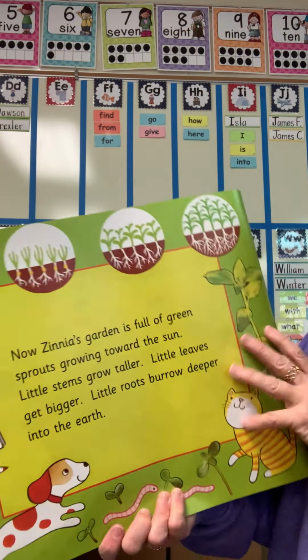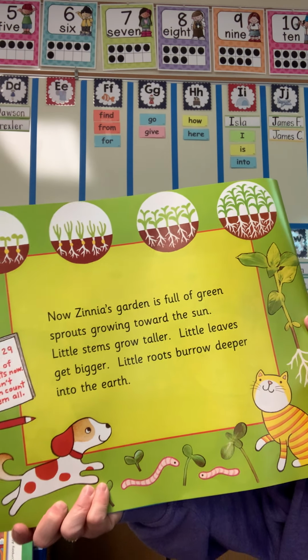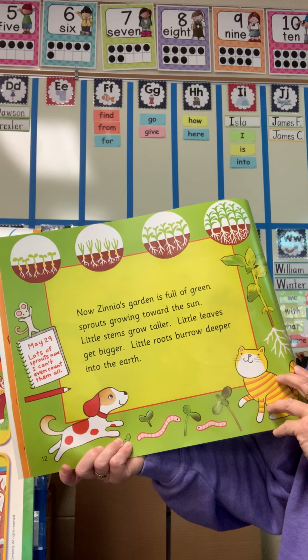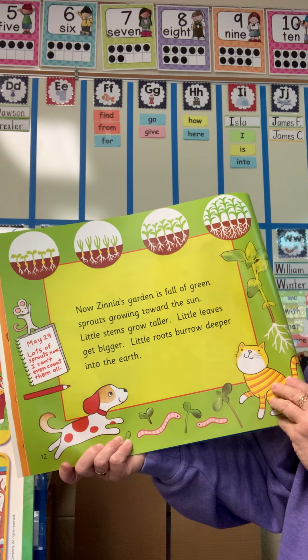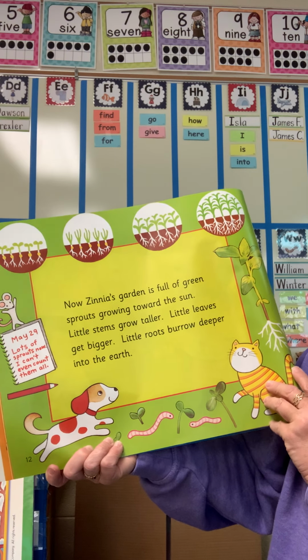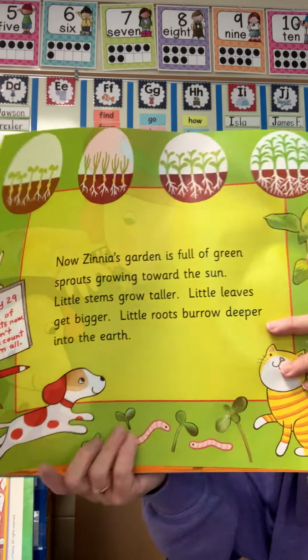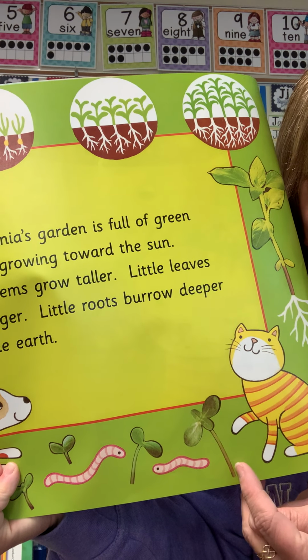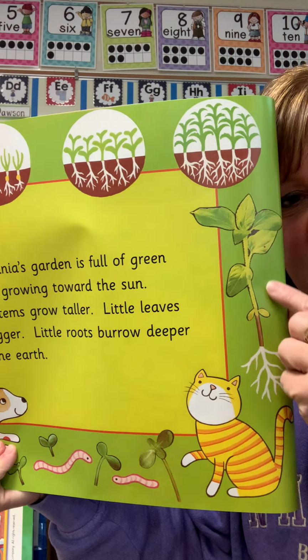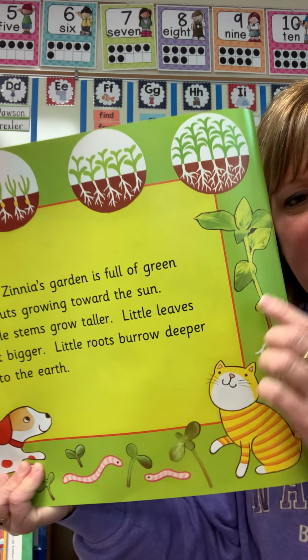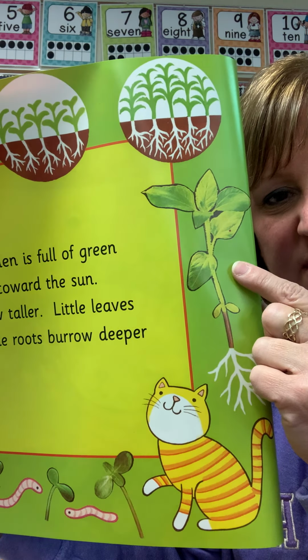Next page. Now Zinnia's garden is full of green sprouts growing toward the sun. Little stems grow taller. Little leaves get bigger. Little roots burrow deeper into the earth. Here's her sprouts. They're getting bigger and bigger and bigger. And here's another example. I like how the author drew pictures and included a real life picture.